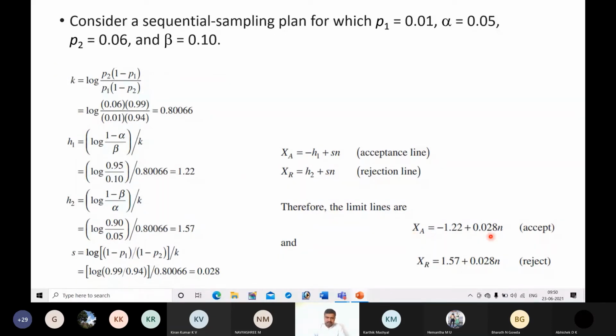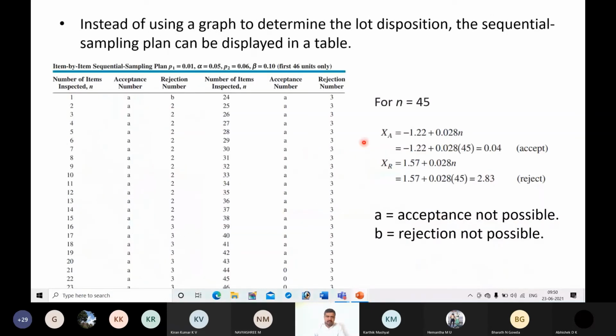Now, consider the first one, number of items inspected. That means n value is 1. If n value is 1, then the acceptance number, that is XA, substitute n as 1: 1 minus 2, 2 plus 0.028. So if you substitute n as 1, you will get a negative value. Acceptance number cannot be negative.